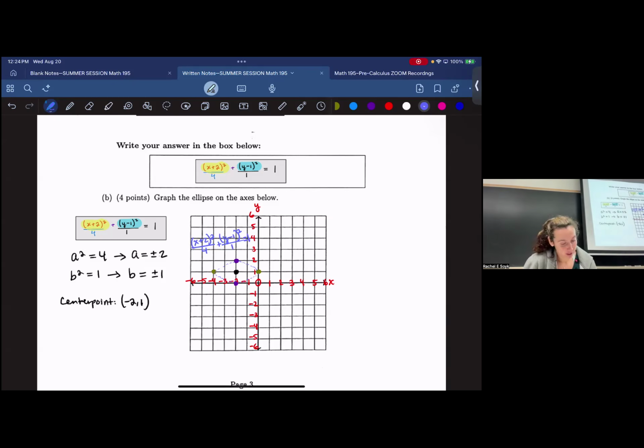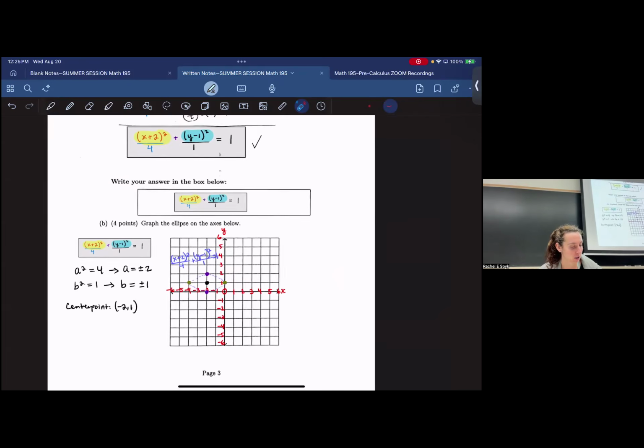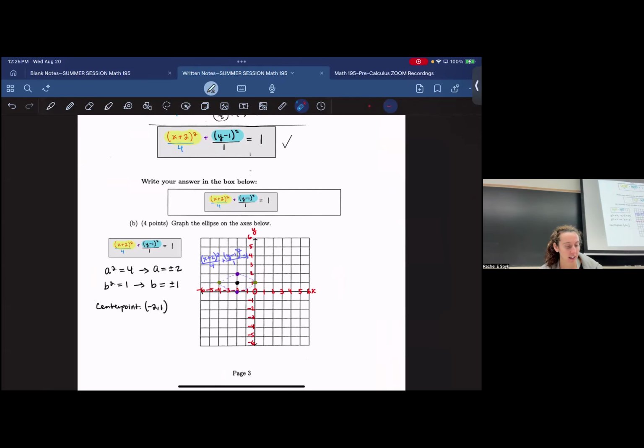But I will take points off if you do not label your X and Y axes or your proper scale. So make sure you label it. They did not say label any intercepts, so you're good.